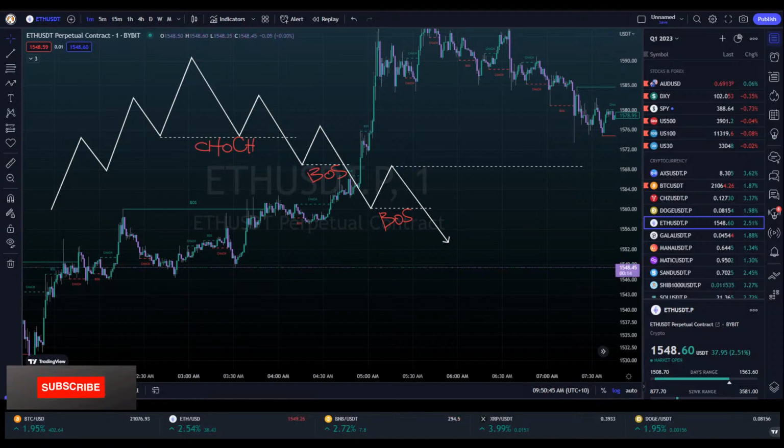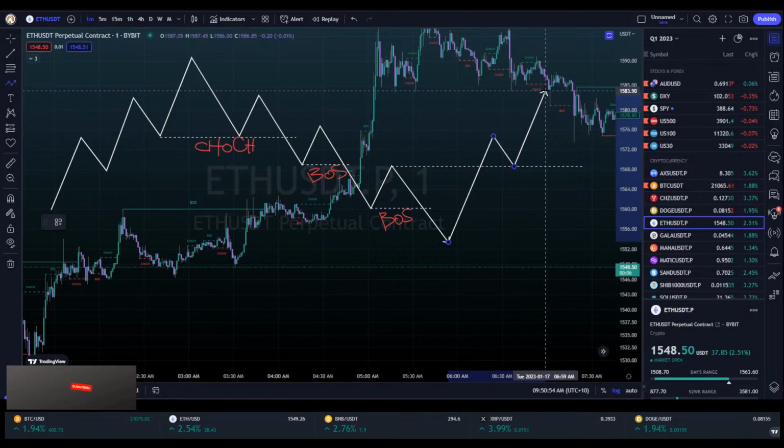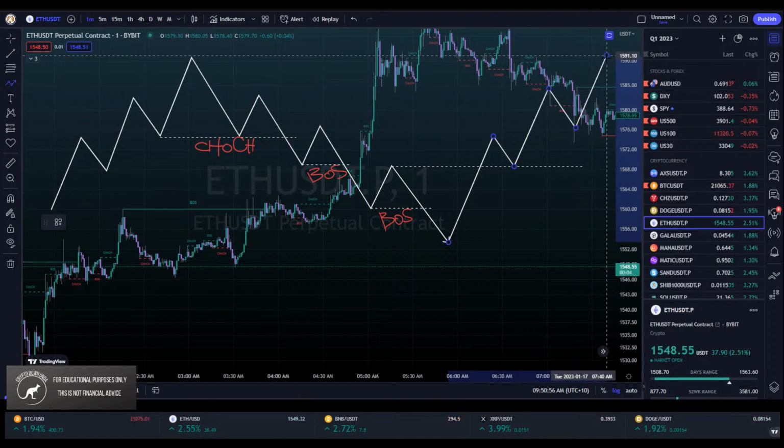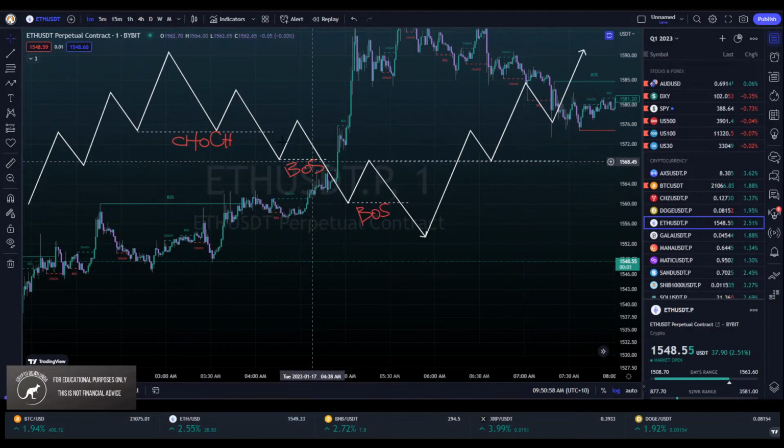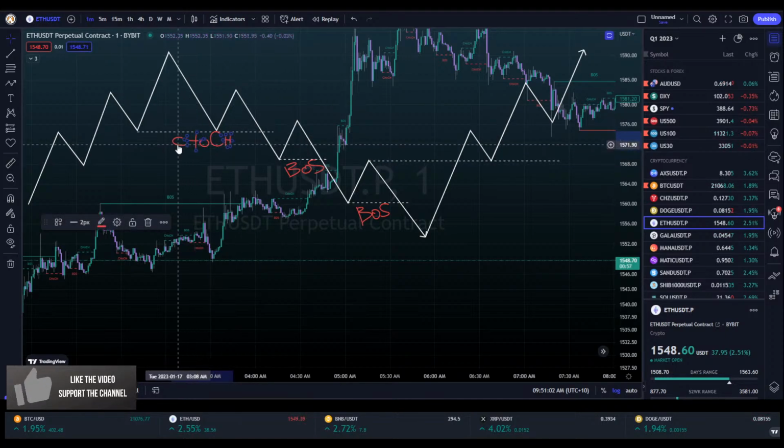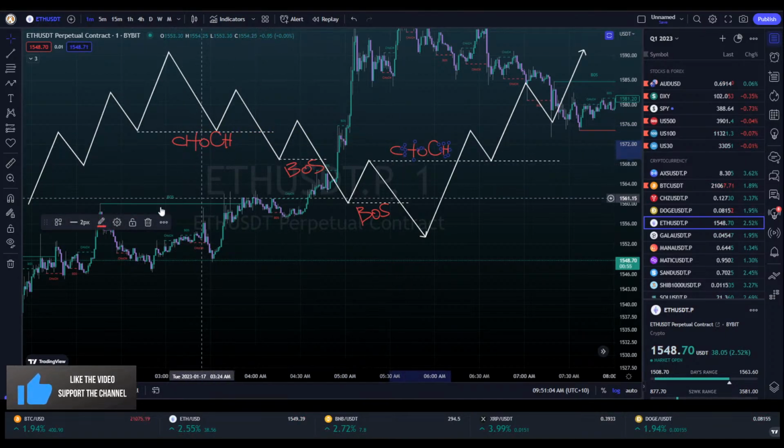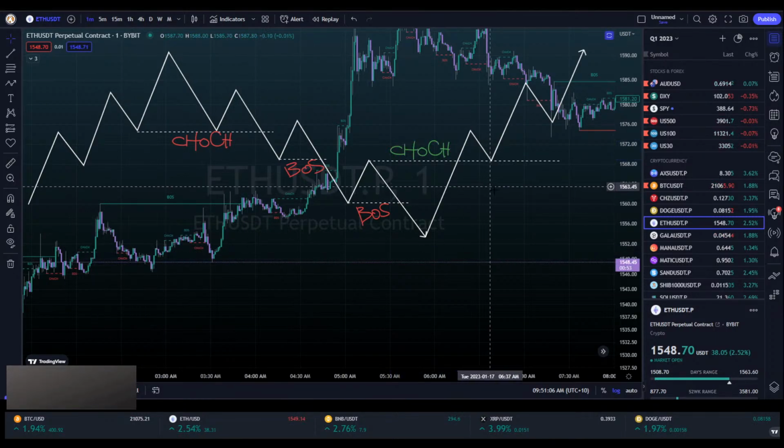So the moment that price comes up and breaks that, and let's say it back tested it and then carried on up, the moment that happens, you get a change of character to the upside. So let me just copy this. You get another one, but this time it's green.